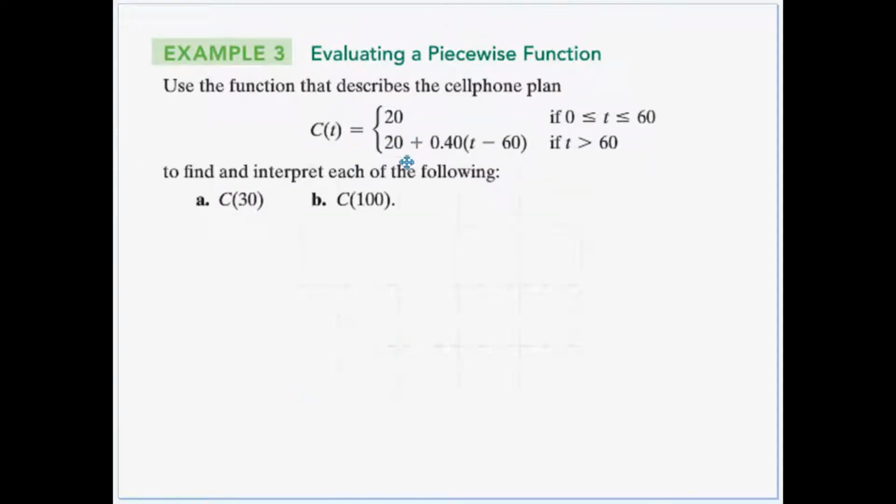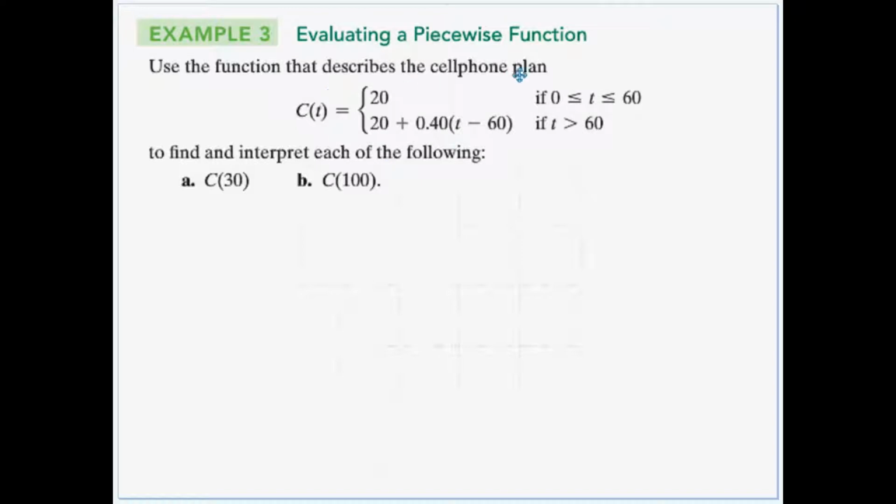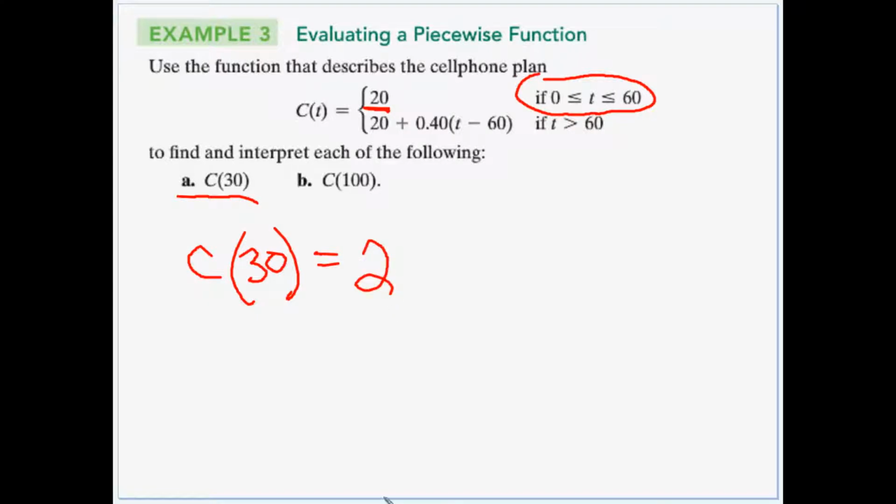So here in example 3, this is the same one from the graph there. Find and interpret each of the following. So C of 30. If I go to the piecewise function up here, 30 is somewhere in here. And if we had a t over here, we'd plug in that number for it, but there's nothing. Our answer is just 20. C of 30 is equal to 20.